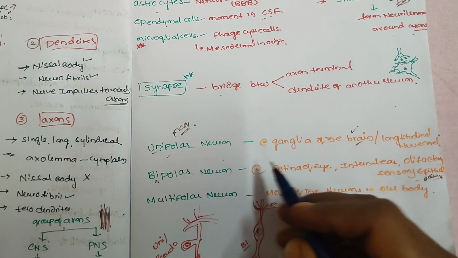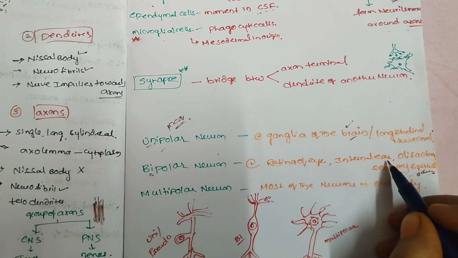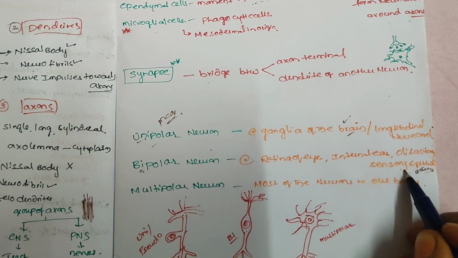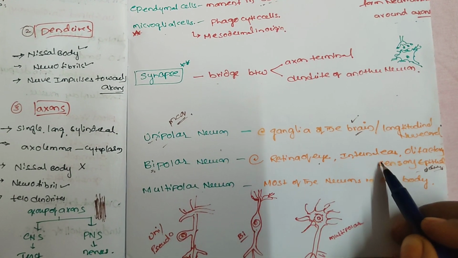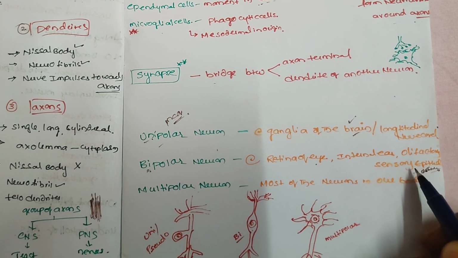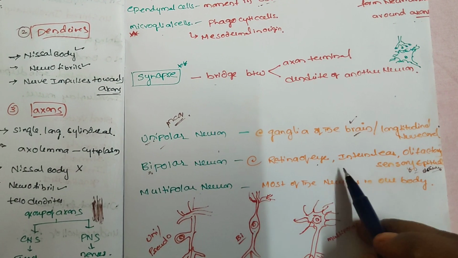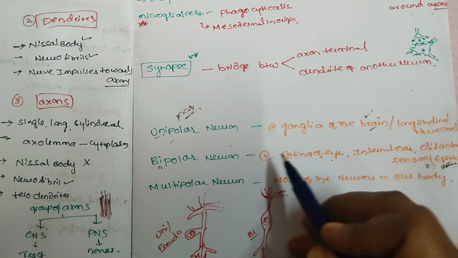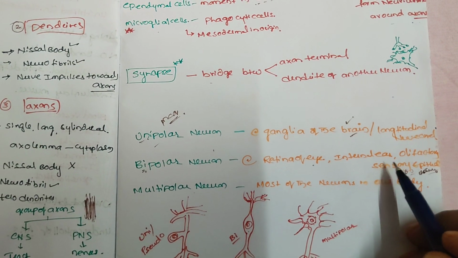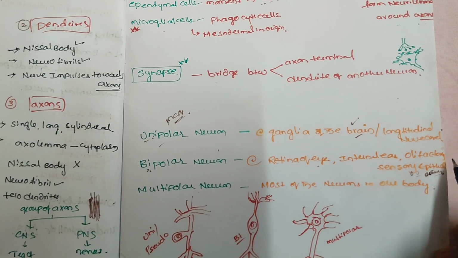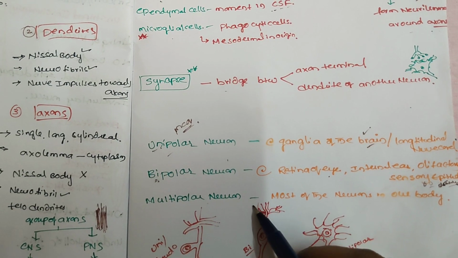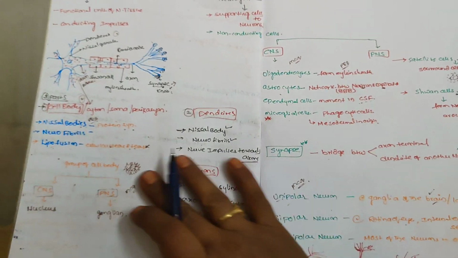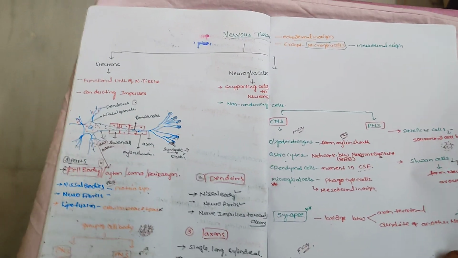Bipolar, bi means two. We have two eyes, two ears, and olfactory means nose, so two nostrils. That is why, as a trick, bipolar neurons, bi means 2. Bipolar neurons are present in the retina of the eye, the internal ear, and the olfactory sensory epithelium. Last, multipolar neurons: most of the neurons of our body are multipolar neurons. So this is the total regarding nervous tissue.